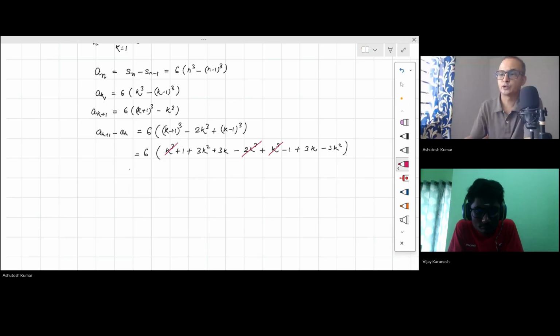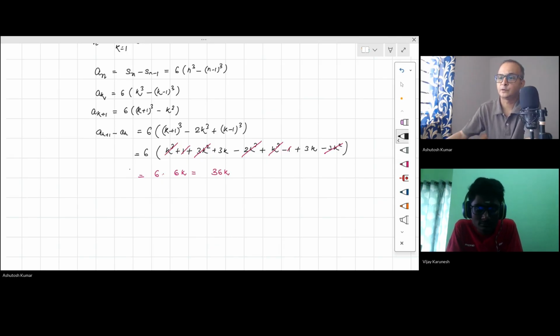k cube and minus 2k cube get cancelled. 3k square and also 3k square, 1 and 1 will be cancelled. 6 times 1 and 1 also get cancelled. So we're getting 6 times 6k. Is it clear? So we are getting here 36k.